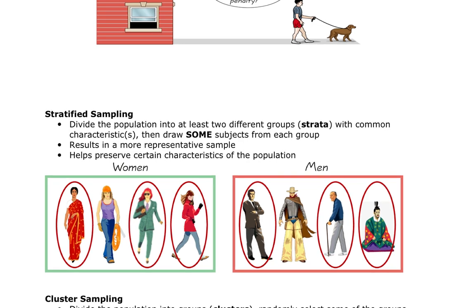Stratified sampling. This is when you divide the population into at least two different groups. So an example, those who are identified as female and those who are identified as male, and then we will do some other sampling within that group. Or you could have people over 5 feet tall, people under 5 feet tall, however that works out. And why you'd want to do that is it will preserve certain characteristics of the population. Maybe that's what you're looking for.